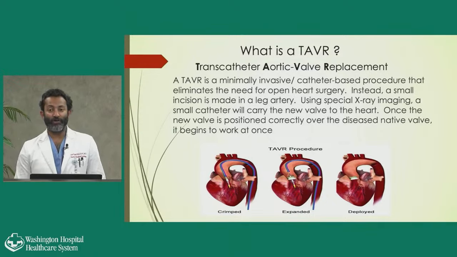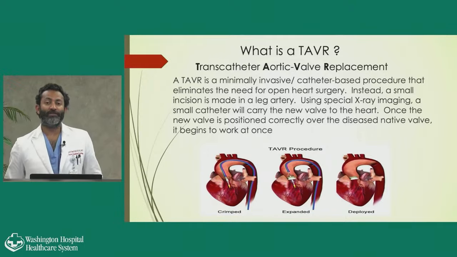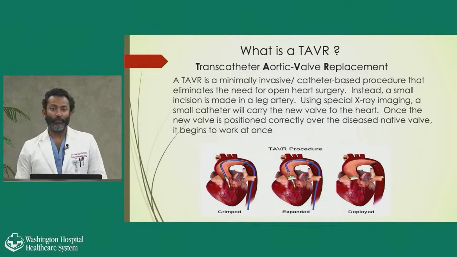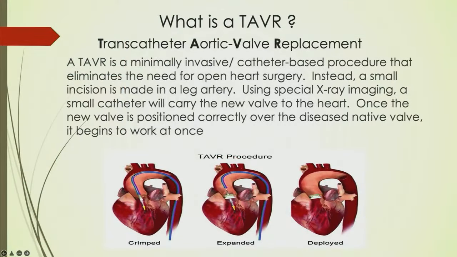Instead, we go through a small incision in the leg artery, and using imaging, x-rays, fluoroscopy, and ultrasound, we can deploy a heart valve customized to your heart and your size. Once the valve is positioned correctly over the diseased valve, it begins to work at once. You can see here, we go with a catheter, and the valve itself is right here, and as soon as it's deployed, it starts to function right away. This is done on a beating heart, under conscious sedation. You don't have to be completely put out for it.